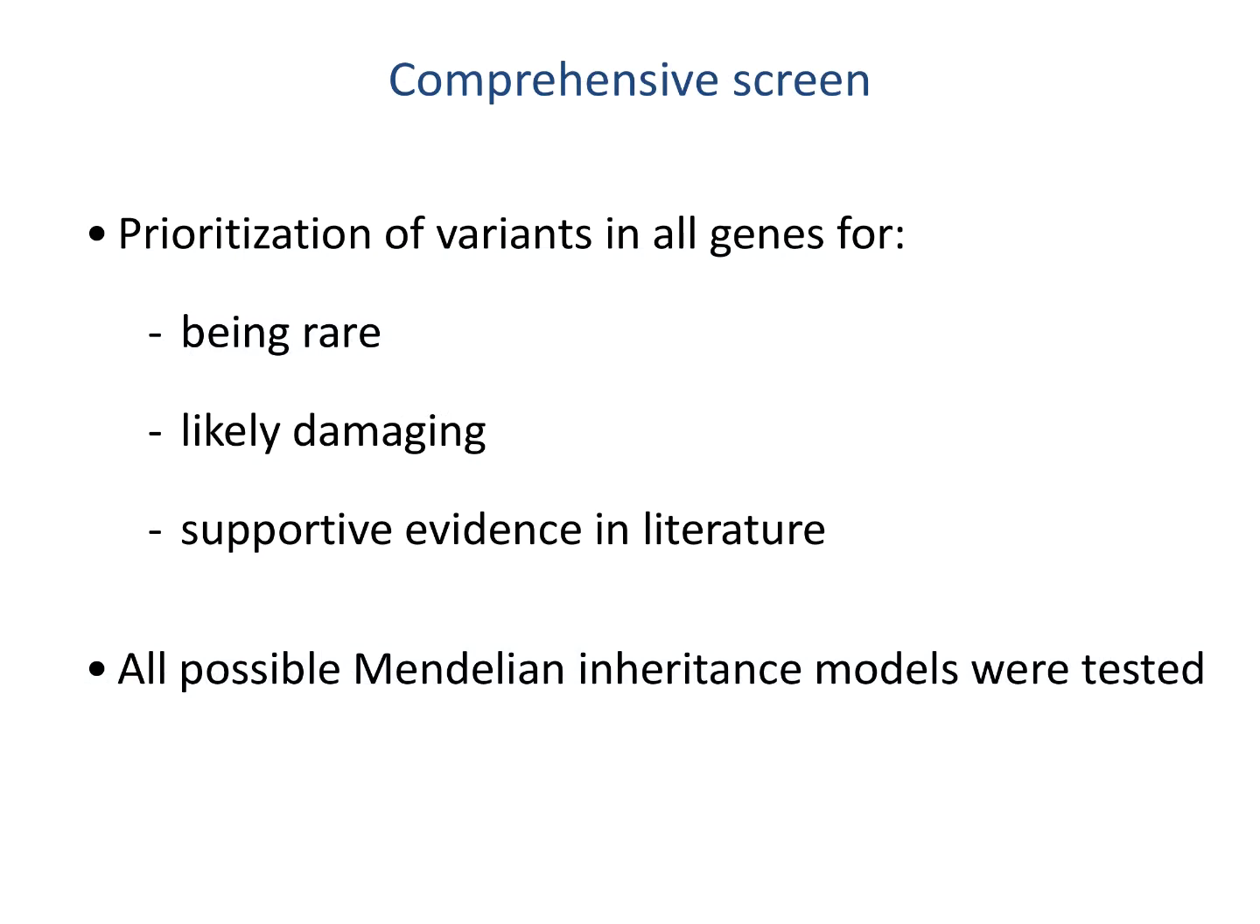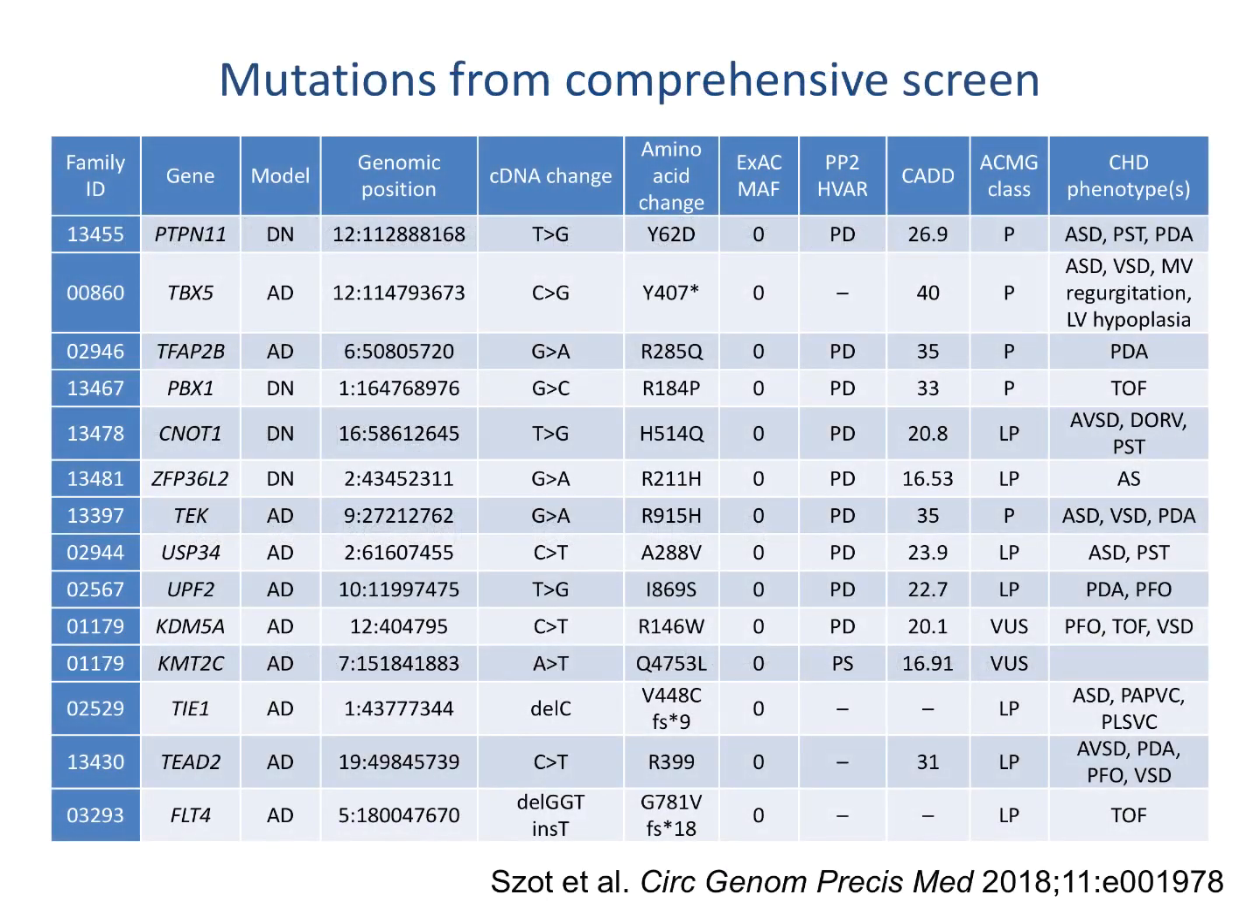In the second approach, exome sequencing data from every family underwent a comprehensive screen to identify potential disease-causing variants in an unbiased way. Variants in any gene were filtered for being rare, predicted to be damaging, and having supportive evidence in the literature. They also needed to segregate with disease. All possible Mendelian inheritance models were tested. Here are the results of the comprehensive screen. More details on the variants and genes shown in this table are available in the published article.